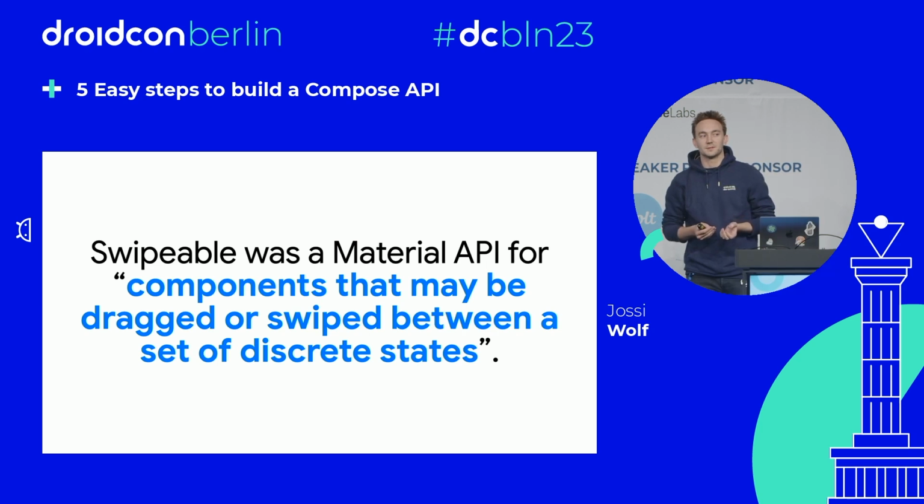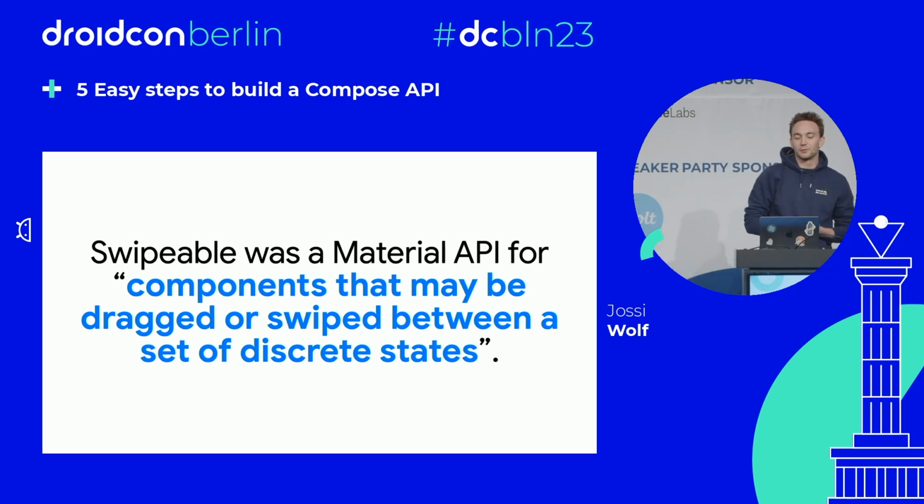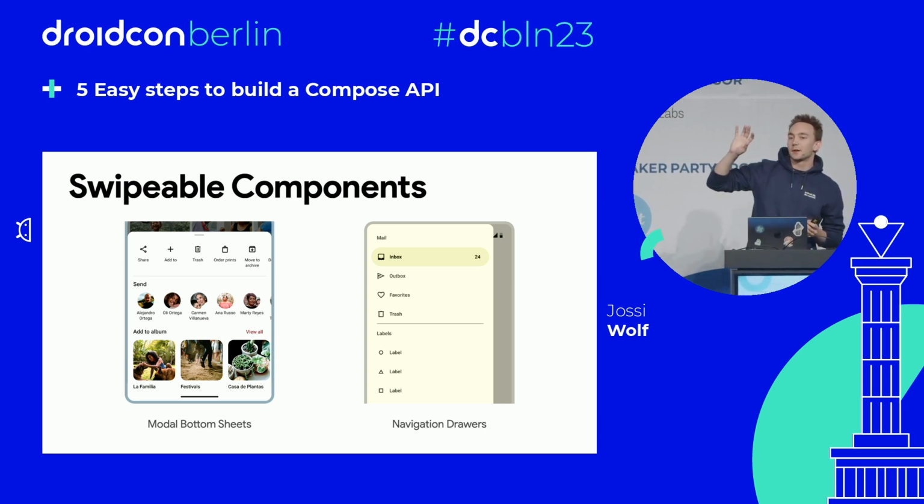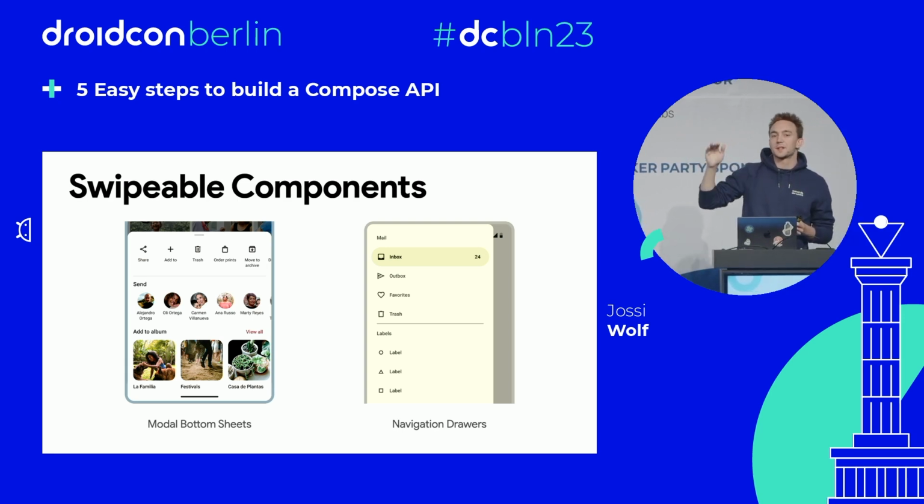That's because it isn't. Swipeable is actually very, very useful. It's the basic API that powers things like modal bottom sheets, navigation drawers, swipe to dismiss, backdrop scaffold, and a bunch more components. So it's useful for anything where you have components that you can drag, and then when you let go, they move to the closest state, they settle somewhere.